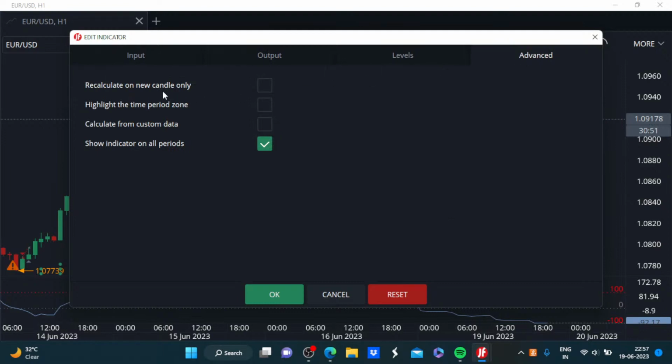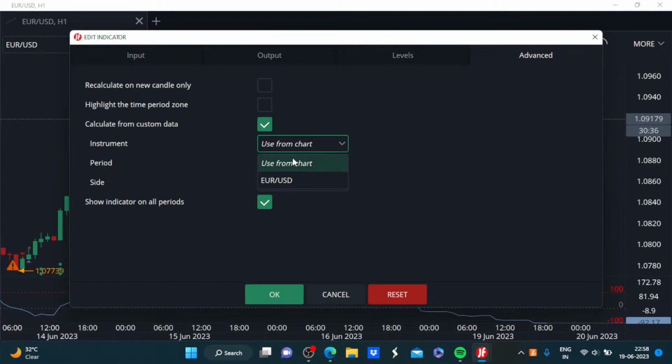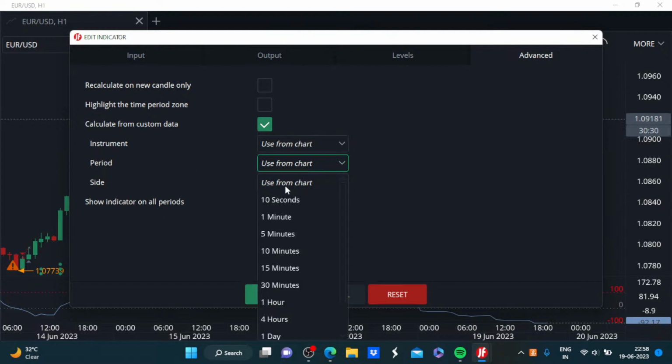In the advanced editing panel, we have the option of recalculate on new candle only. You can do that as well. Highlight the time period zone: whatever is your calculation period, it will be highlighted. We can further customize the calculation with the options provided of going for the instrument from the chart, or you can specify it from your side as well. The candle period can be used from the chart, or if you feel like, you can have a different candle period utilized for the calculation, even if the candle period is defined differently for the chart.